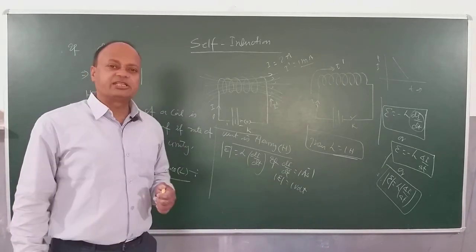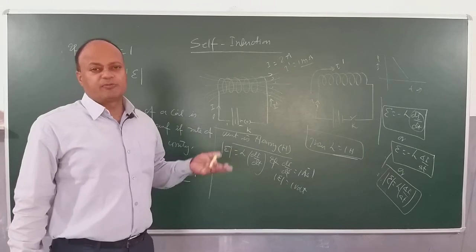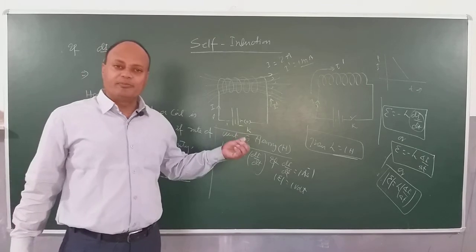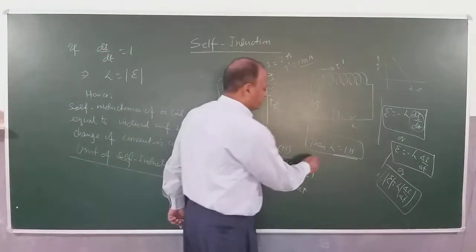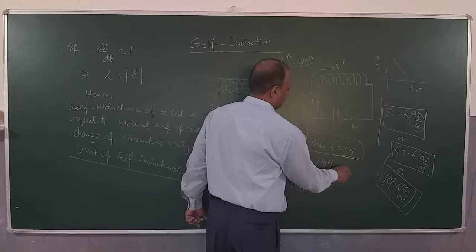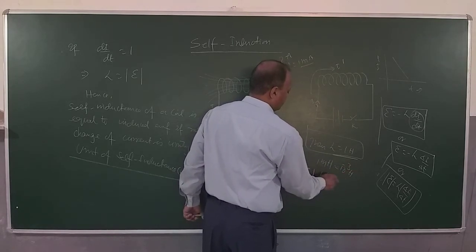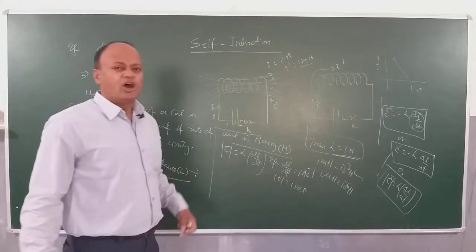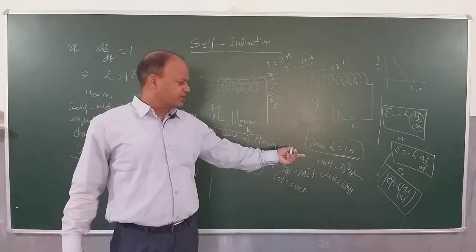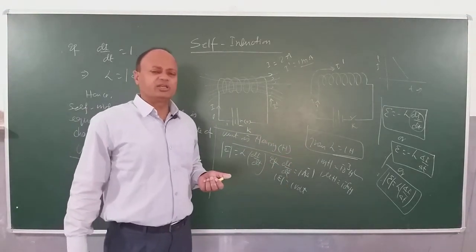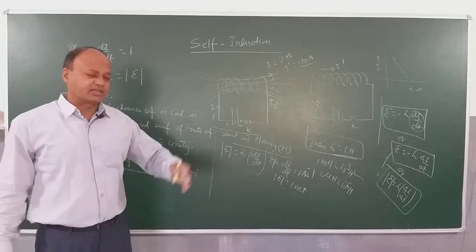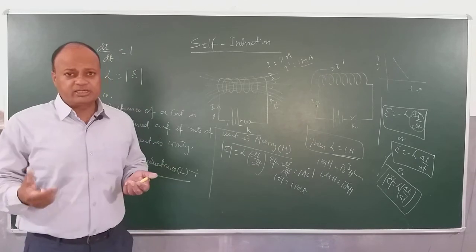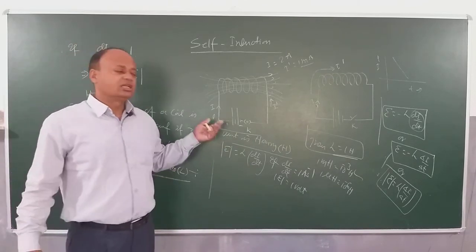But children, 1 Henry is a large inductance. We may have to deal with what? Smaller units of inductance, like we may use what? Millihenry or microhenry. So millihenry will be how much here? 1 millihenry will be 10 power minus 3 Henry, and 1 microhenry will be equal to 10 power minus 6 Henry. Generally millihenry will be used, or if 1 millihenry is given, it's 10 power minus 3 Henry. Clear? Once you understood the self inductance, we will try to derive actually what is self inductance of a solenoid, and we will also see one sample numerical on this, the type which you get in the exam.